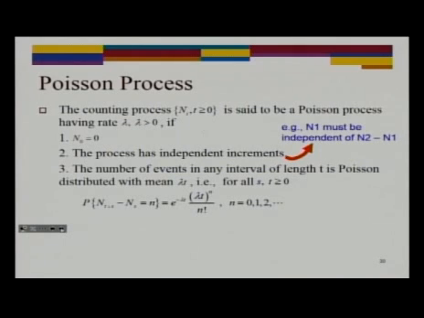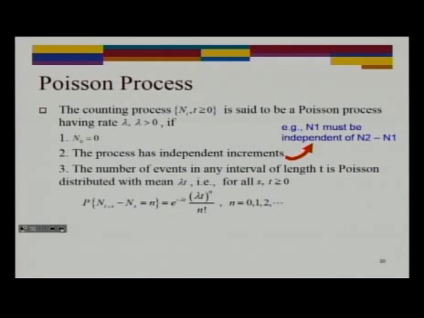And one of the most important counting processes is the Poisson process. Other counting processes include, let's say, the renewal process, which is a generalization of the Poisson process. But we are not going to talk about it in this class. That is a little bit of an advanced topic.